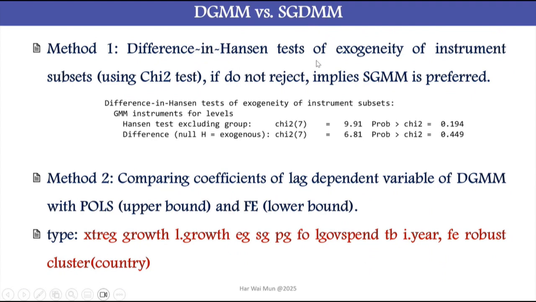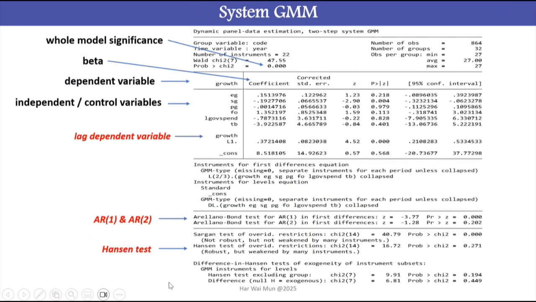Of course, sometimes you just go based on your experience, or sometimes some papers present both, right? Especially if all the results are about the same. But yet there's a systematic way to choose. So first, you just see the difference in Hansen test of exogeneity like just now. If do not reject, it implies SGMM is preferred. This part, below here, probability do not reject. Okay?